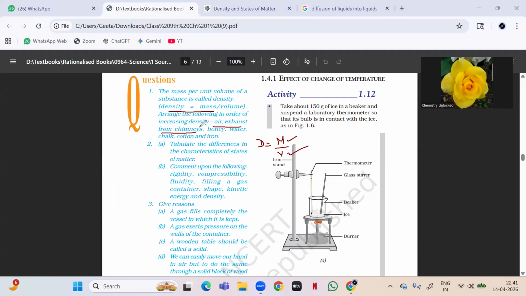So you know that the volume of the air is vast. So the volume of air is maximum as compared to the exhaust from chimneys. So who will have the minimum density? Let us write air first, then exhaust from the chimneys. These are the two gases. Now let's see who are the two liquids.